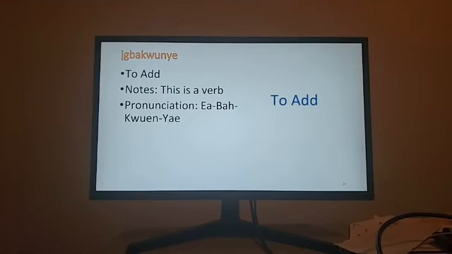So most of the time, when you have a verb, it's going to start with an I, or the I with the dot underneath it, which is the I diacritic. That's when you know you're talking about a verb. We're not talking about just the word add, we're saying to add, which makes it a verb. So to say to add, literally you would say Ea-Bah-Kwuen-Yae, to add.